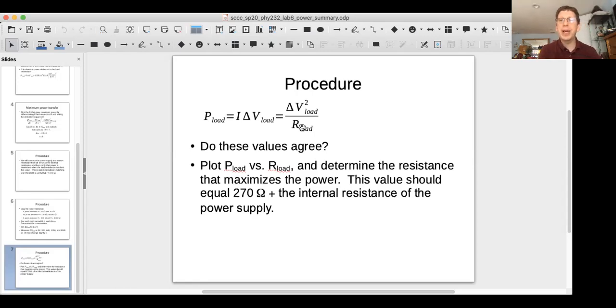And then, do you get the maximum power where you think you're supposed to get the maximum power? Now, you're not going to need a linear fit for this particular graph. But again, is the power maximum more or less where you think it's going to be? And what can you say about the internal resistance of the power supply? So that's all you need for this experiment.